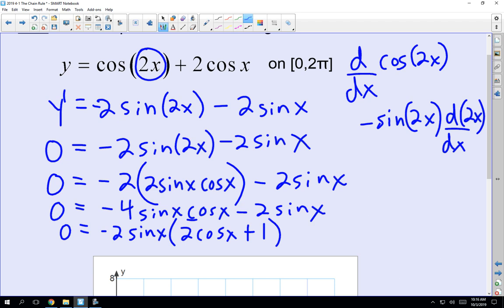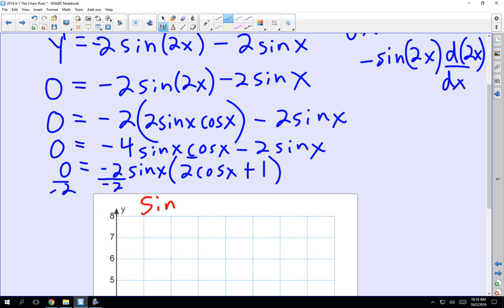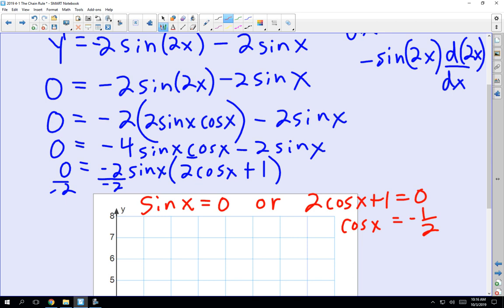Set each of the terms equal to 0 and solve that. I can cancel this -2 out. That gets rid of that. So I've got over here either sine x equals 0 or 2 cosine x plus 1 equals 0. This one would amount to cosine of x equals -1/2. So I don't necessarily get it into inverse sine or inverse cosine.